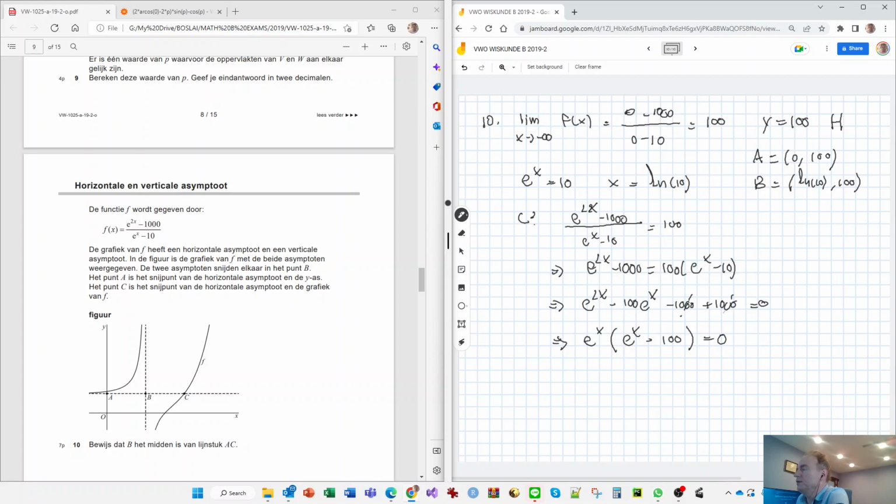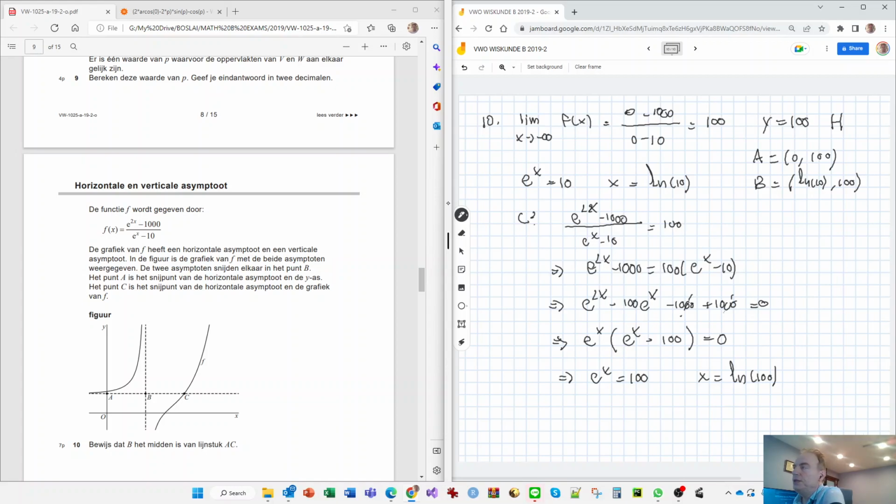So here this doesn't have any 0, so I just say e to the power x equals 100. Take the natural log on both sides, so I get x is the log of 100.